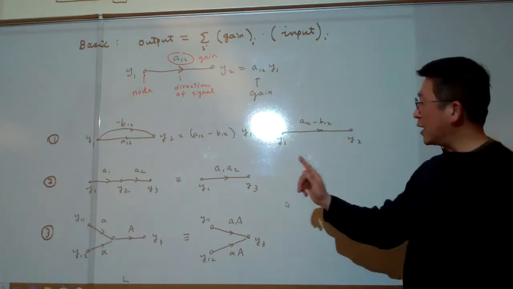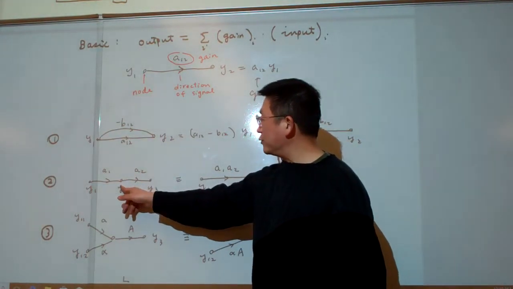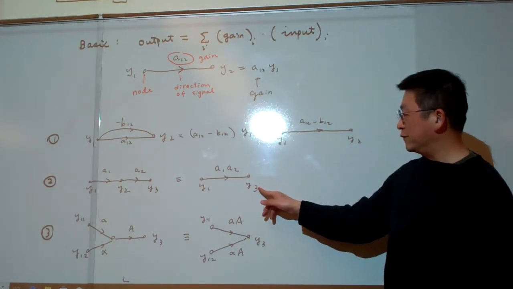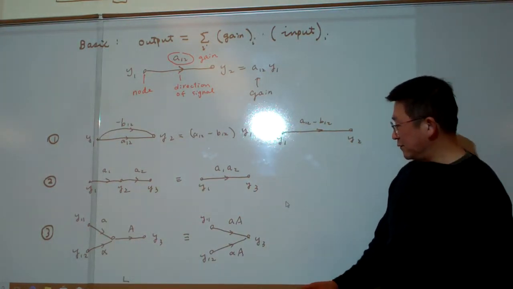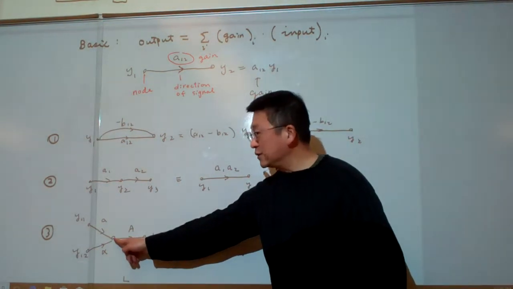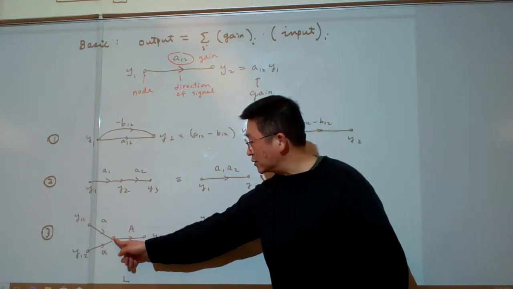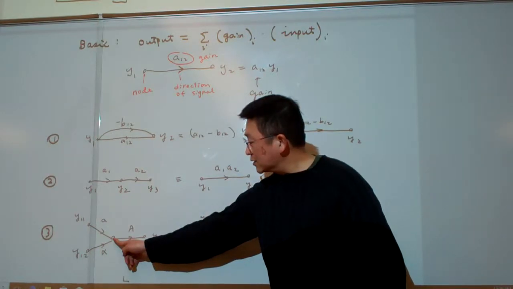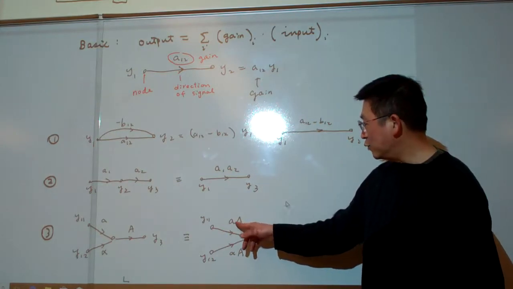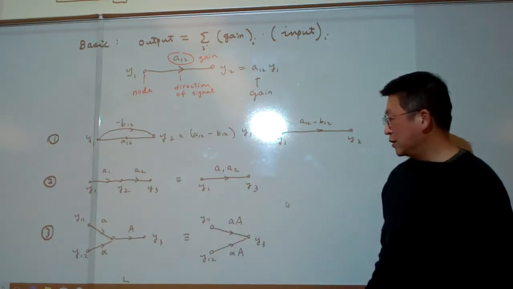Okay? And now for this one, again, Y3 equals A2 times Y2, in terms of A1 plus Y1 times Y1. So we have this equivalent. And the same thing here, Y3 equals A times this node, and this node in turn is the summation of the two past informations. So equivalently we can simplify it as A times A and A times alpha, going that way.